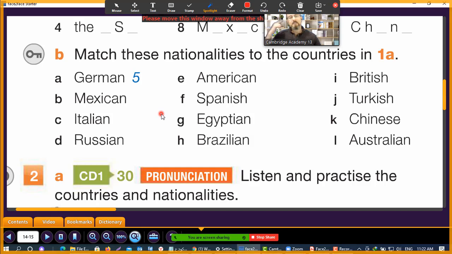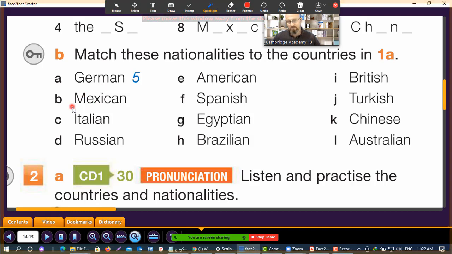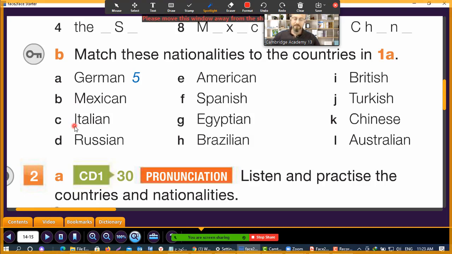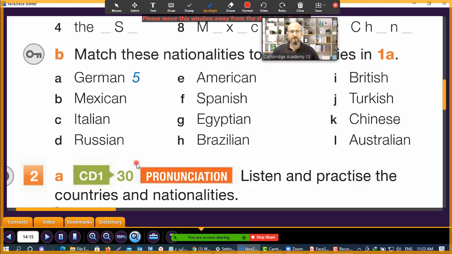Okay, now listen and repeat after me. We say country and nationality together. Germany, German. Germany, German. Mexico, Mexican. Mexico, Mexican. Italy, Italian. Italy, Italian. Russia, Russian. Russia, Russian.